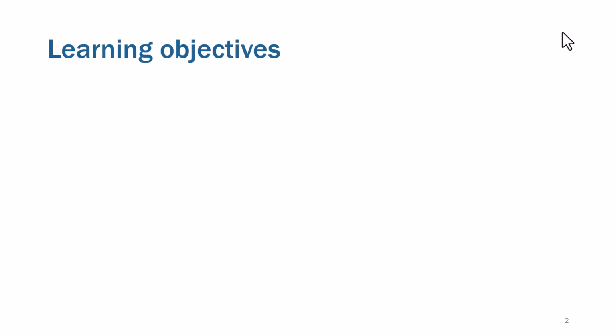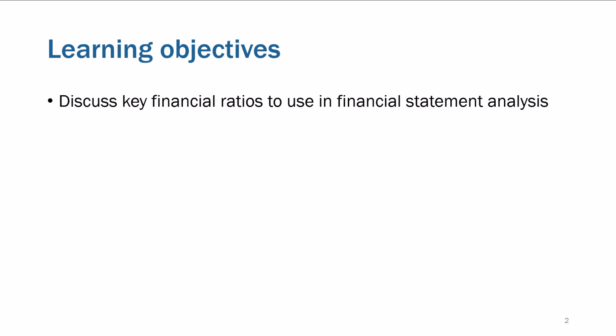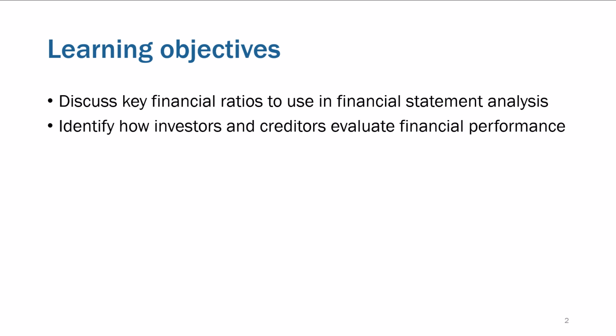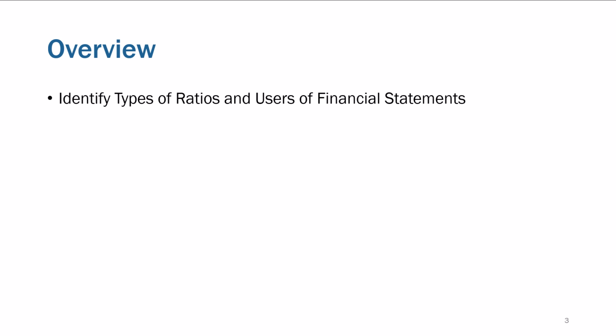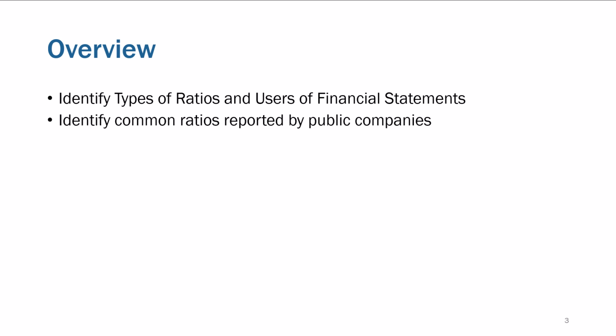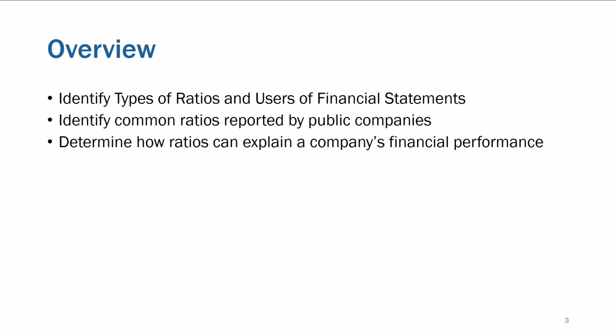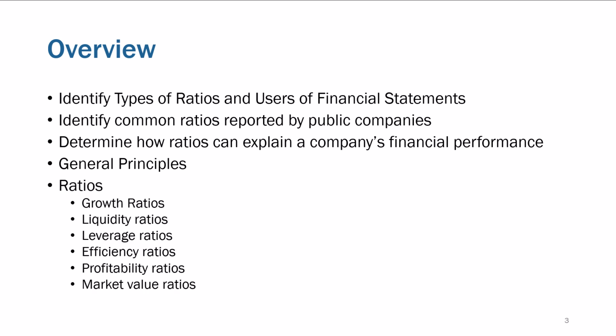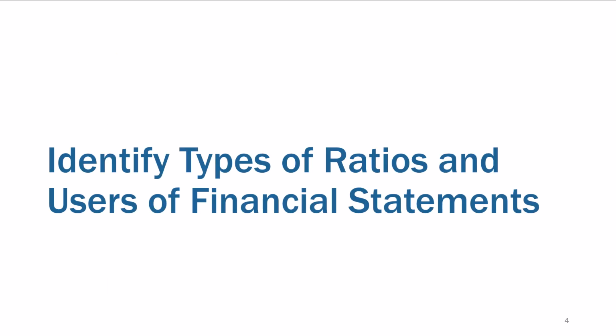In this lesson, we're going to be teaching you how to discuss key financial ratios to use in financial statement analysis, as well as to identify how investors and creditors evaluate financial performance. A more detailed overview, we're first going to identify the types of ratios that there are and users of financial statements, identify common ratios reported by public companies, determine how ratios can explain a company's financial performance, talk about general principles of using ratios, and then we're going to dig into a variety of ratios in the broad categories of growth, liquidity, leverage, efficiency, profitability, and market value. So let's go ahead and get into it.